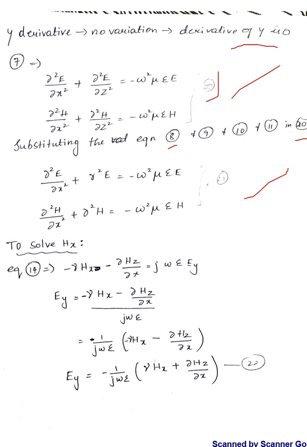To solve this Hx, I'm going to write this 14th equation again. From this 14th equation, I'm going to take this Ey alone on the LHS, and whatever remaining things I have, I'm going to write on the RHS. I'm going to take minus 1 by j omega epsilon alone, and whatever things I have, I'm going to write inside the brackets. After that, I take the minus and minus common outside. So I'll have Ey equal to minus 1 by j omega epsilon times the remaining equation, and I'm going to mark this as the 22nd equation.